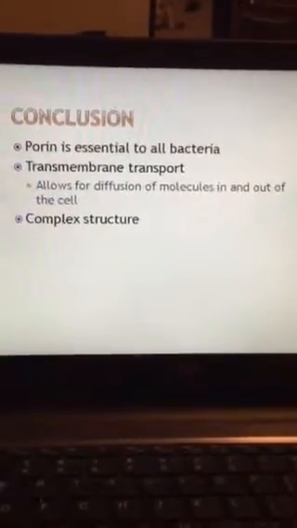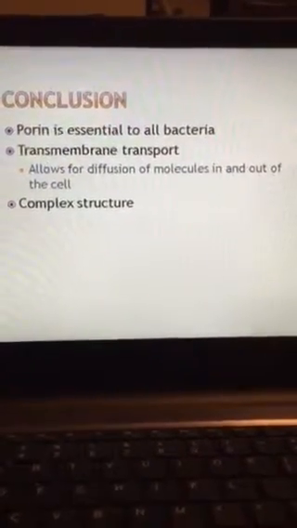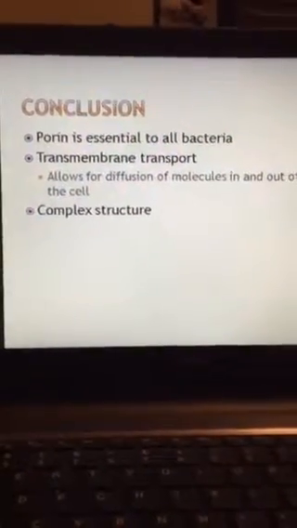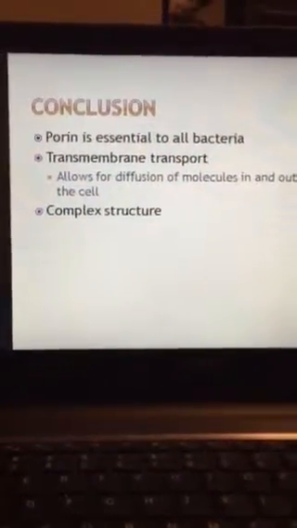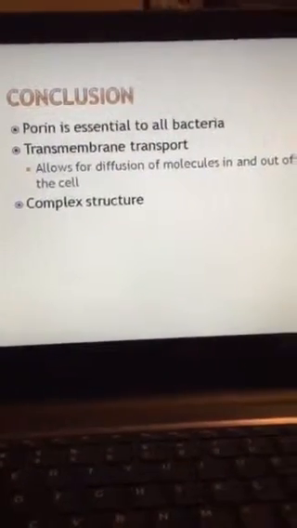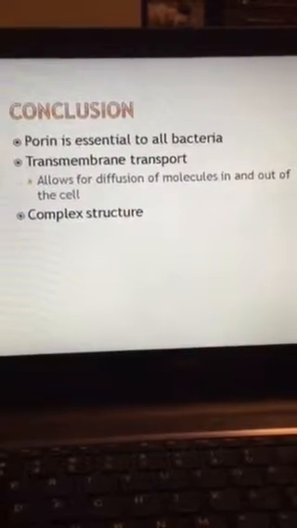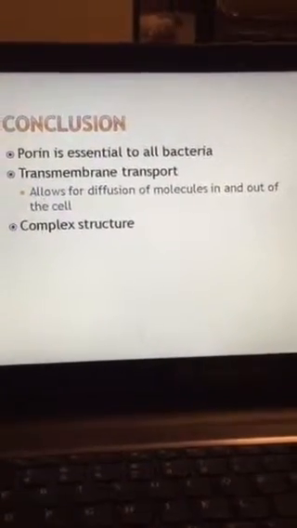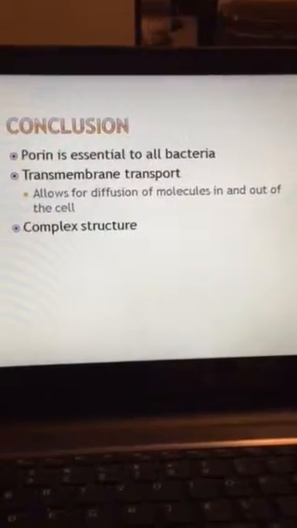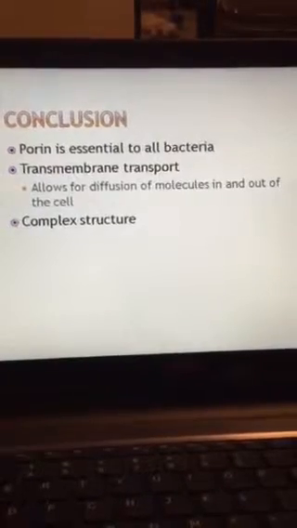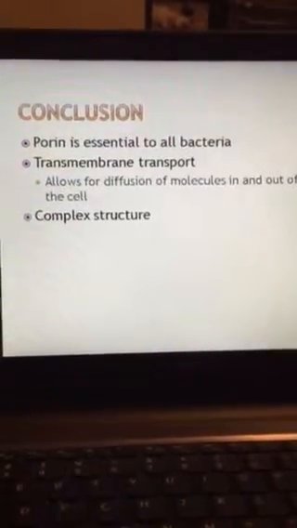So in conclusion, porin is essential to all bacteria because it deals with transmembrane transport. Because it's on the outer membrane, it helps facilitate and diffuse small molecules in and out of the cell, because without it, it could cause some serious damage. It basically moves molecules between the periplasmic space and the external environment, and the complex structure essentially helps bacteria function. And those are some of my sources, so that's it.